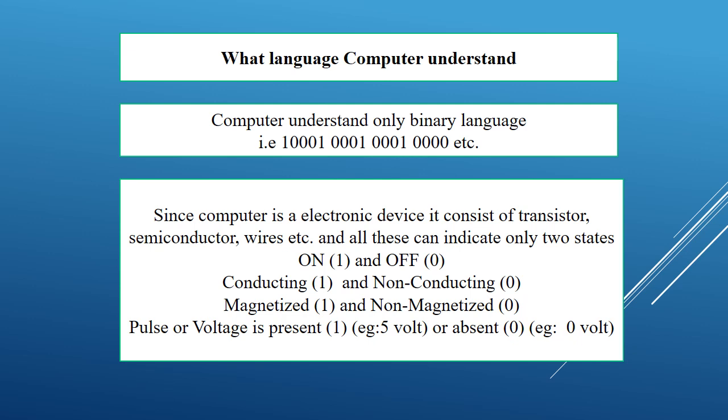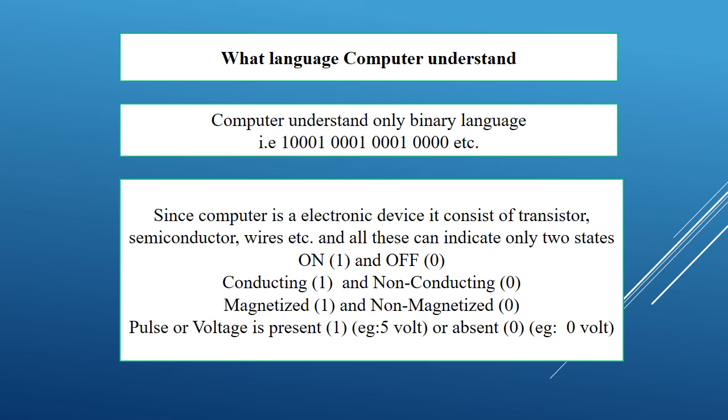Next we are going to see what language the computer understands. The computer understands only binary language, like 100 100. Binary means it will understand only 1 or 0. Why? What is the reason? I already told that the computer is an electronic device, and here the computer means the processor, the CPU.